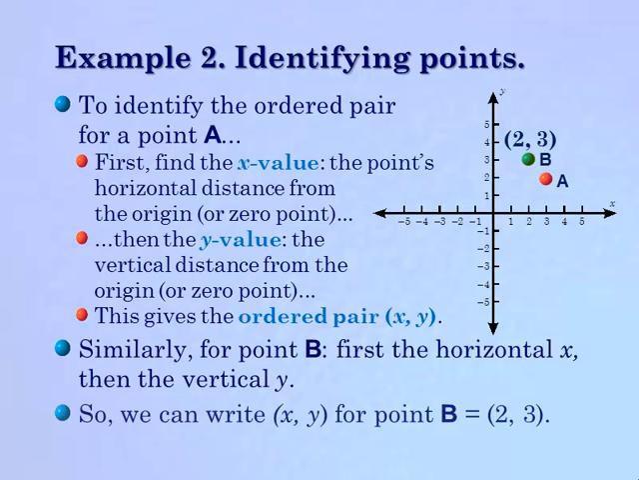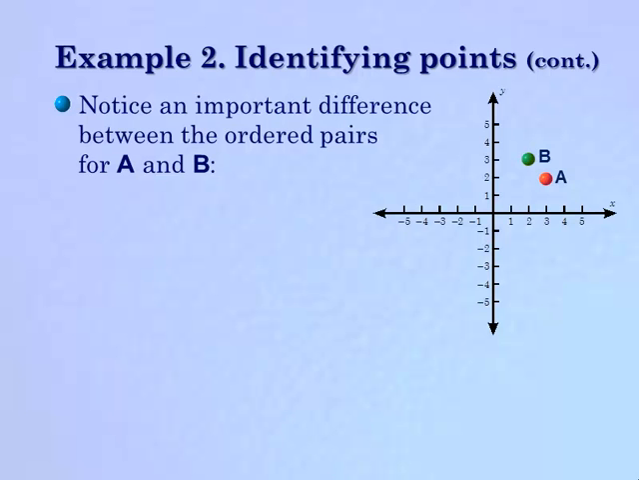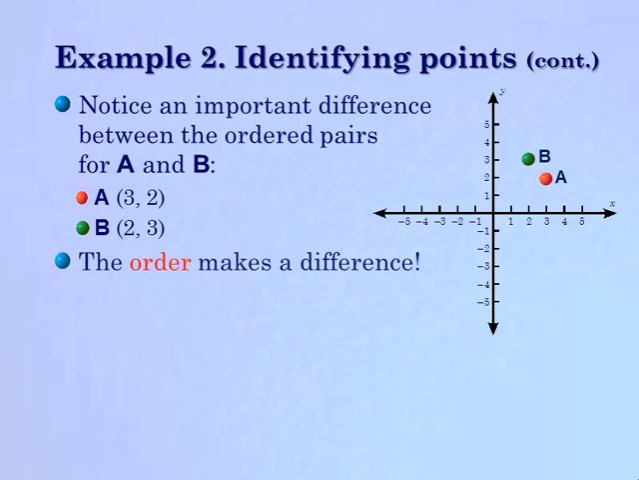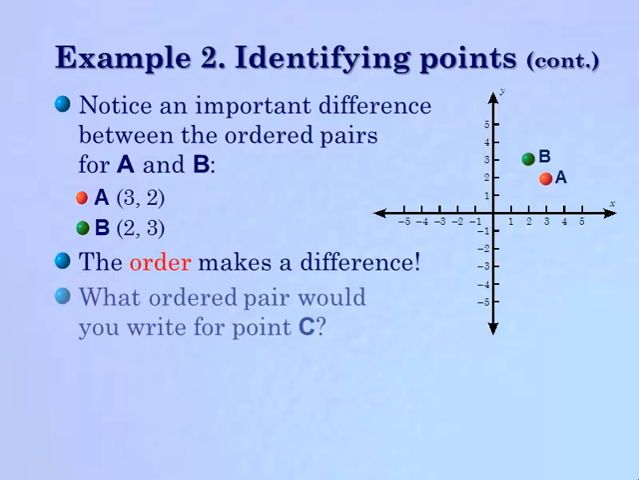Continuing example 2, you'll notice an important difference between the ordered pairs A and B. A is 3, 2, and B is 2, 3. The order makes a difference, and that's why we call it an ordered pair. The first value is always the x-coordinate, and the second coordinate is always the y-coordinate. What ordered pair would you write for point C?